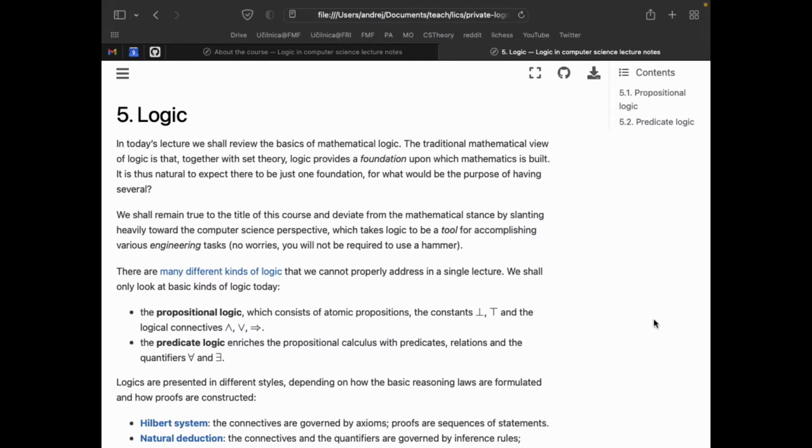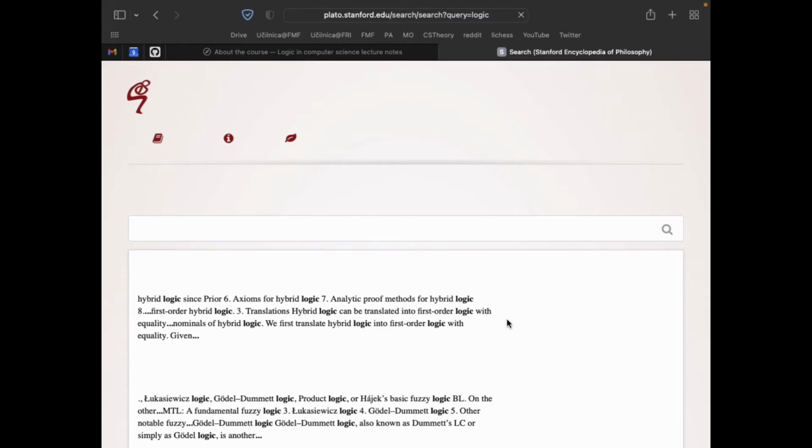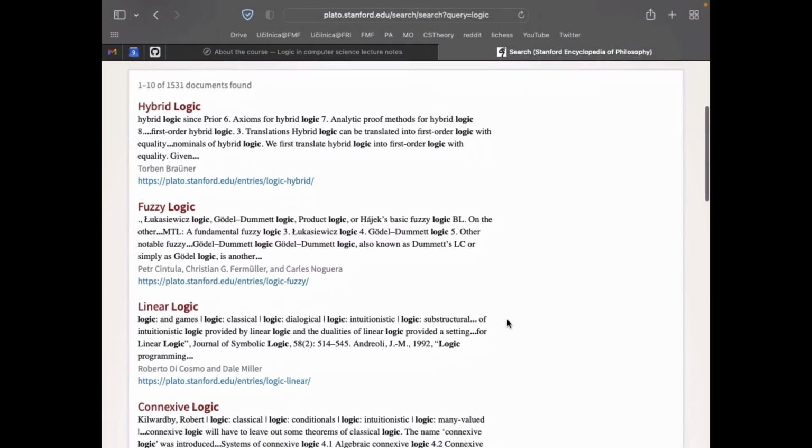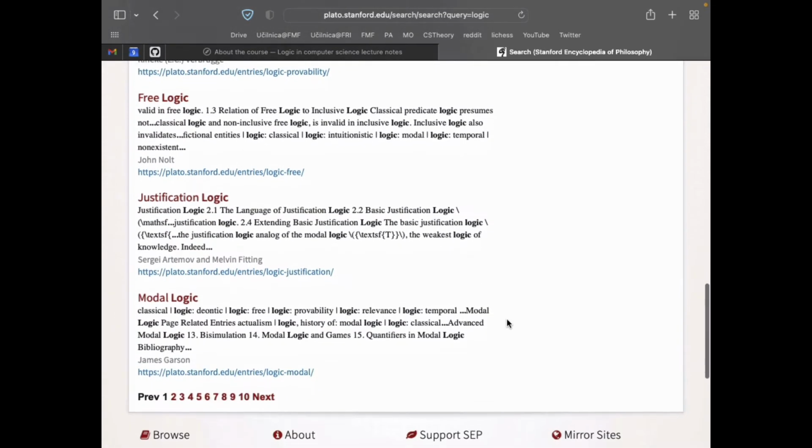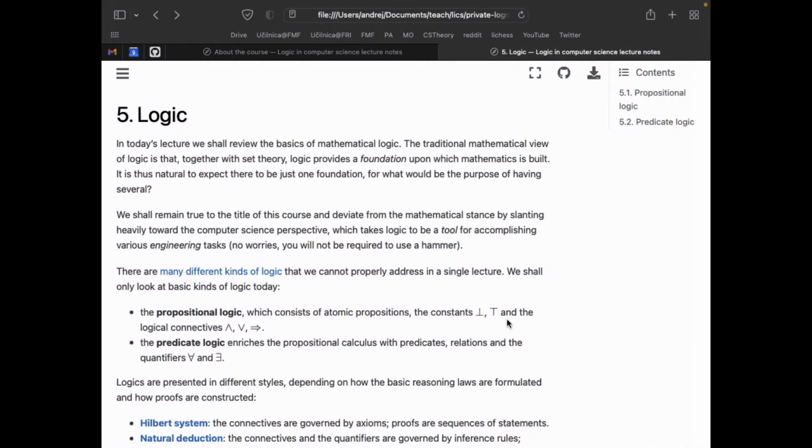So you may entertain yourself by clicking here on this many different kinds of logic just to see that really there are different kinds of logic. This is the search result. Not all of them are about computer science, but many are. And so this is a wide area that we're not even going to attempt to give an overview.